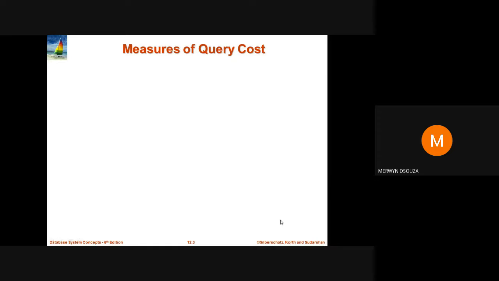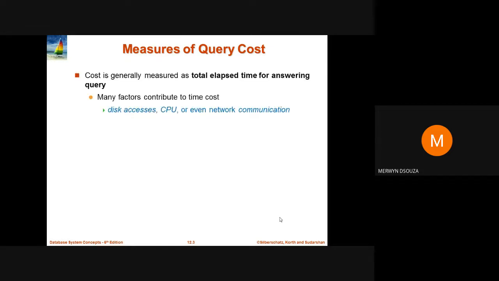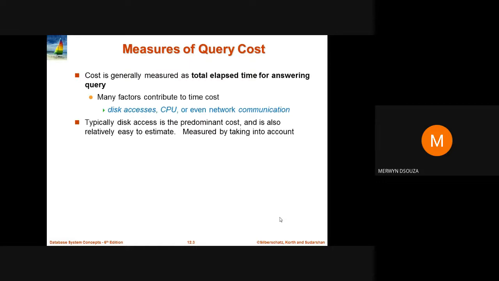Now, with this knowledge, let's see how we can measure a query cost in DBMS. Cost is generally measured as the total elapsed time for answering the query. There are many factors that contribute to the cost, like disk access, CPU, or even network communication. Since disk access is normally the predominant cost, and also easier to estimate, we measure the cost of the query by taking the disk access into account.